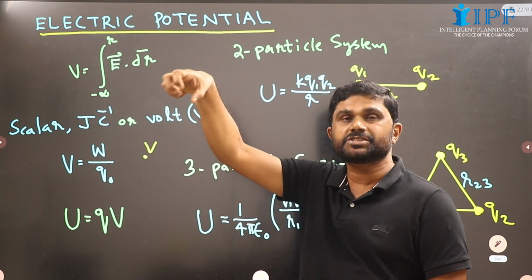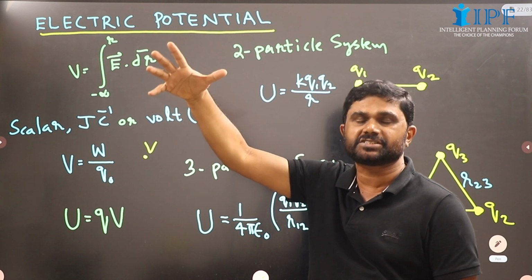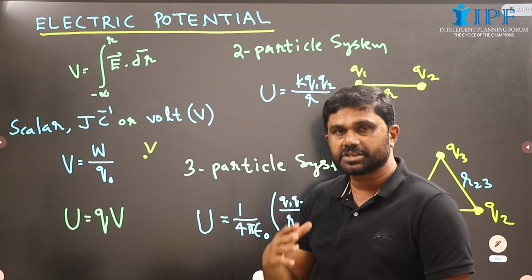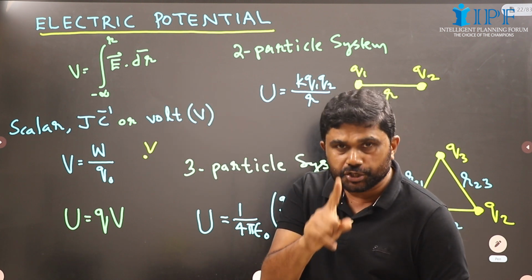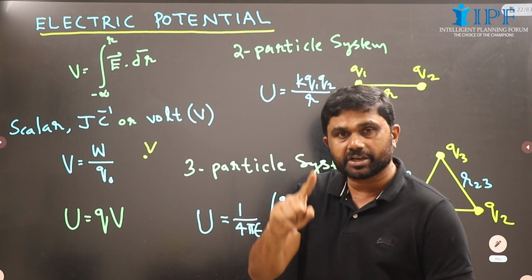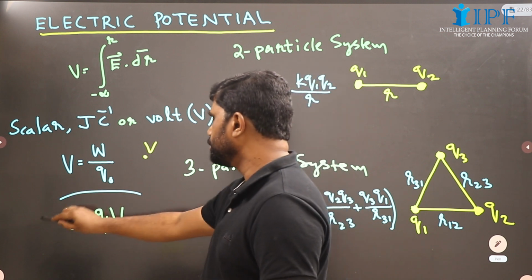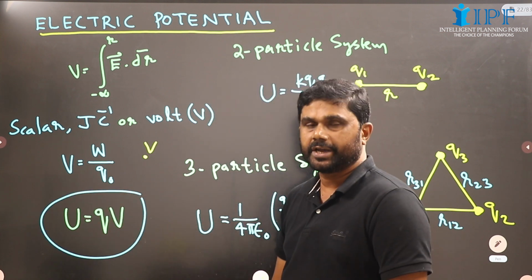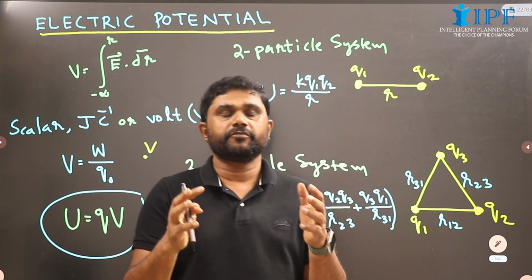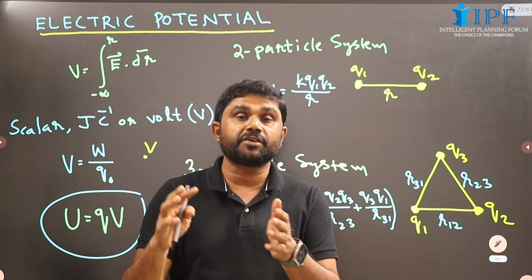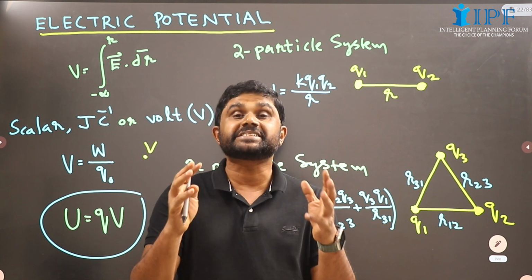That work done will be stored in the system or body as its potential energy. So what is the conclusion? When a charge Q is kept at a point where the potential is V, then its potential energy is Q into V. Okay. Now see, when there are more than one particle, it's called a system.